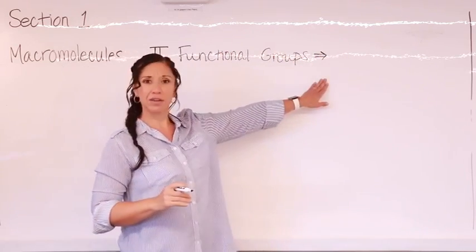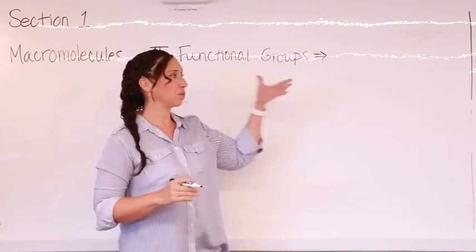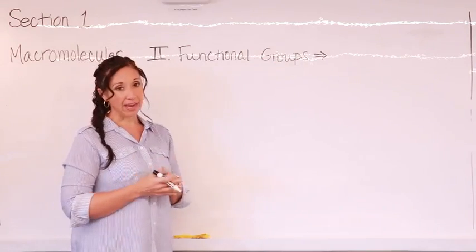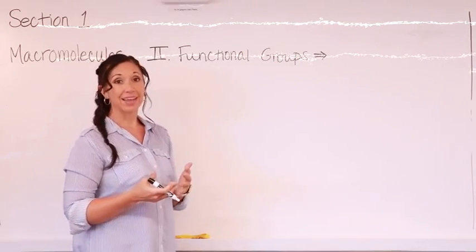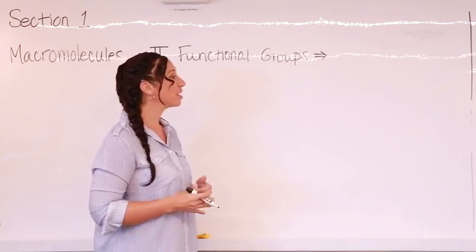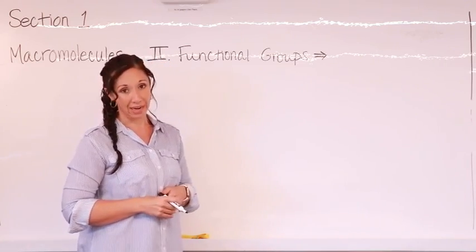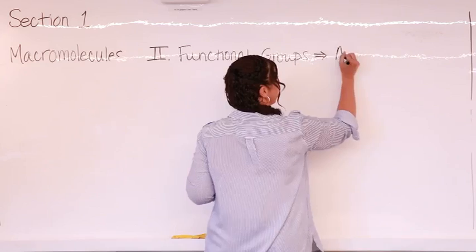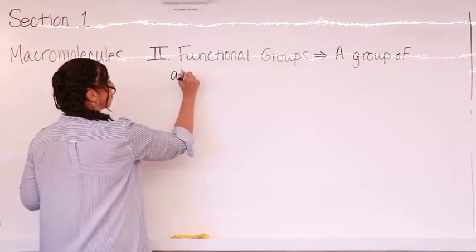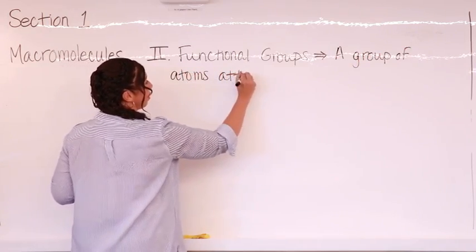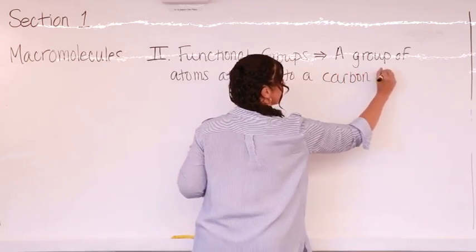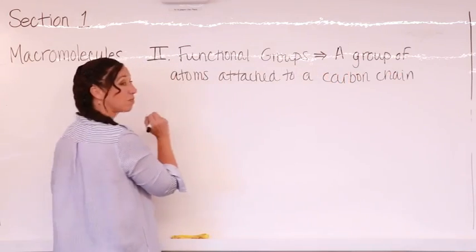And whenever I draw a little double arrow like this, I'm going to define whatever this means in front. Okay? So a functional group is a group of atoms that are attached to a carbon chain that are usually involved, not always, they can be, but they usually are, involved with chemical reactions. Here we go. So a group of atoms attached to a carbon chain that are usually involved in reactions.